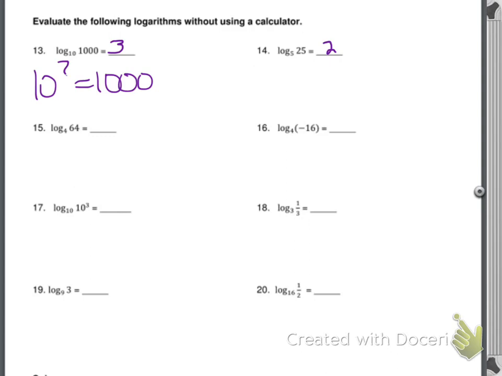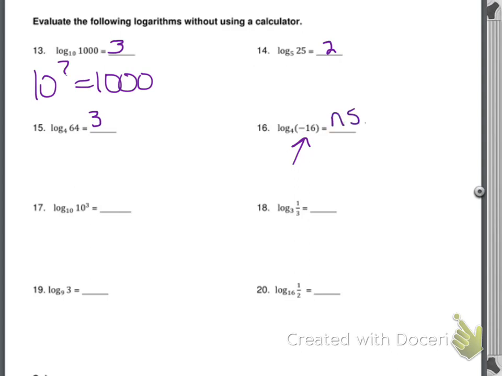Now you might have to think about these a little bit. 4 to the what power is 64? That's 3. Okay, look at this next one. 4 to the what power is -16? Well, what did we just find out about the argument? It has to be greater than 0. So is this one greater than 0? So there is no solution.